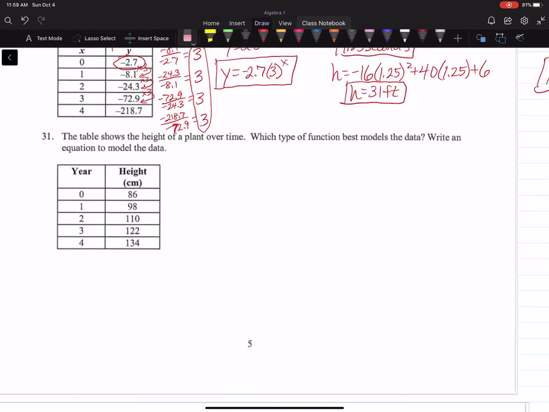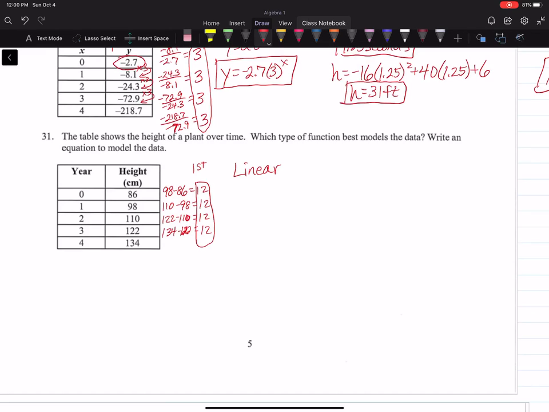Next thing I'm going to try is, is it linear? If it's linear, then the first differences are the same. So what is 98 minus 86? That is 12. And what is 110 minus 98? That is also 12. 122 minus 110 is 12, and 134 minus 122 is 12. So since the first differences are all the same, I know it is linear.